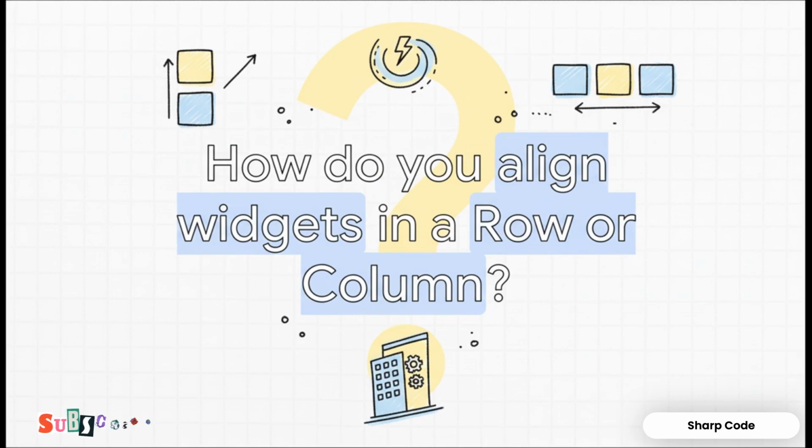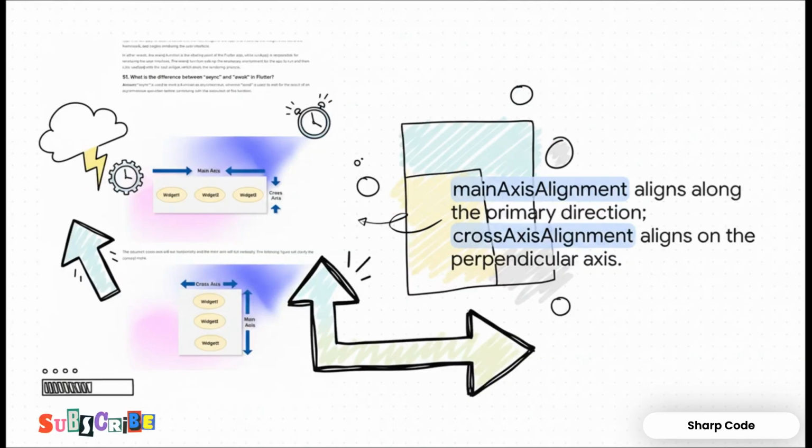Speaking of layouts, here's another key concept. You've put a bunch of widgets inside a row or a column. Now what? How do you actually control where they go? These visuals make it super clear. For a row, the main axis is horizontal, from left to right. For a column, it's vertical, top to bottom. So main axis alignment controls how you space things out along that main direction, like start, center, or space evenly. And cross-axis alignment handles the alignment on the other axis. Mastering these two properties is the key to creating almost any layout you can dream up.